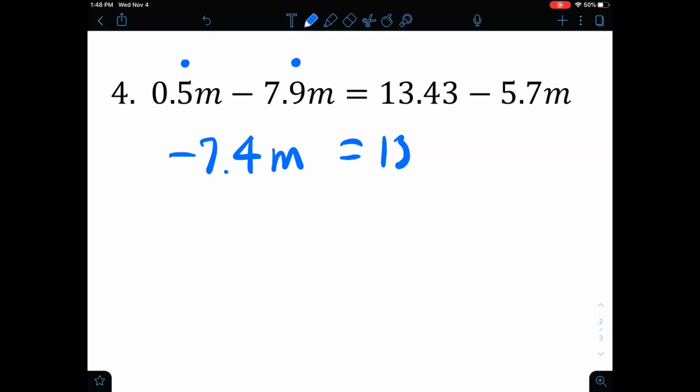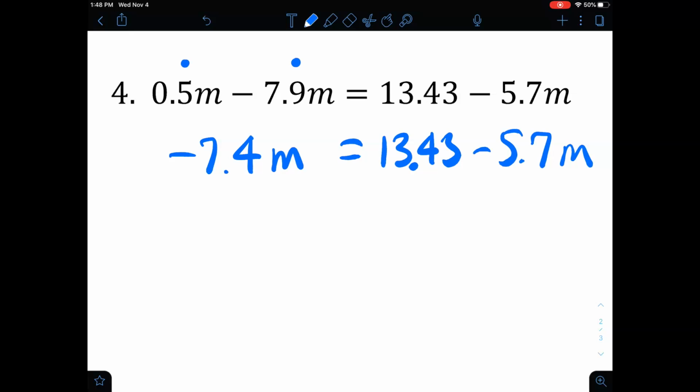Equals 13, oops, that was bad, 3.43 minus 5.7m. Now we need to get all the m's to one side. How do you guys want to do that? You want to move the negative 7.4m or the negative 5.7m? That's a 7, actually. Let me fix that.